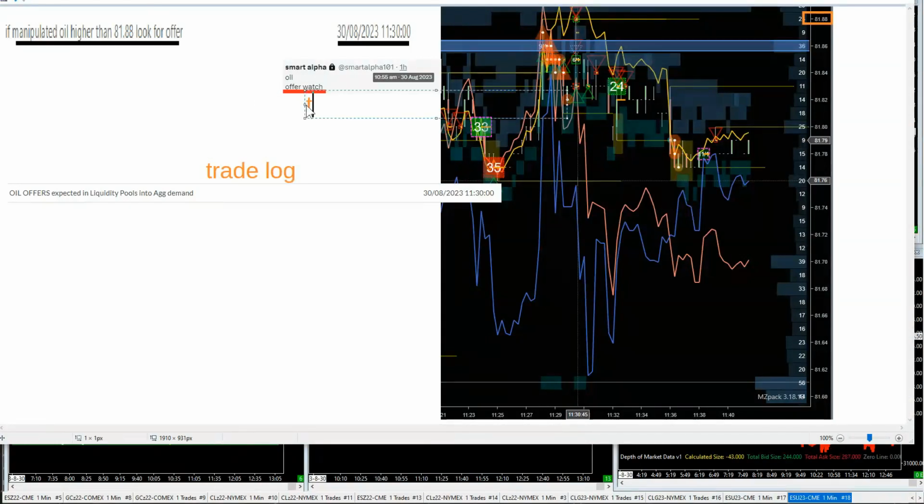This is the tweet. This is the JRT. And you can see 11.30, 10.55, 11.30. Oil offers expected into liquidity pools into aggregate demand, giving us the perfect narrative.